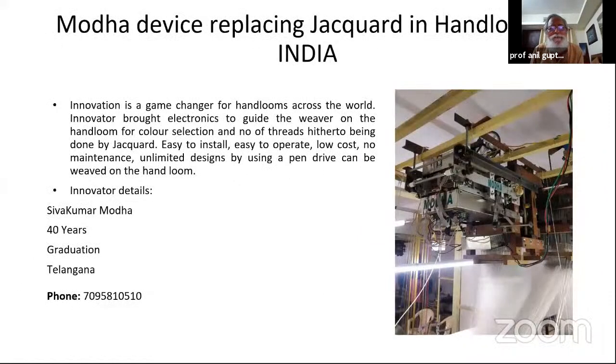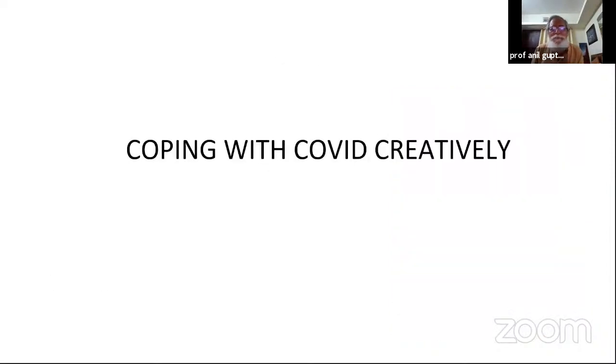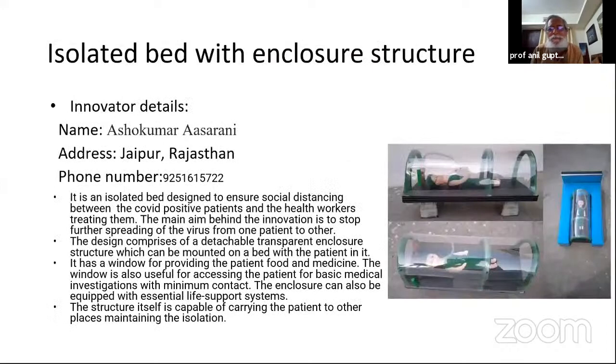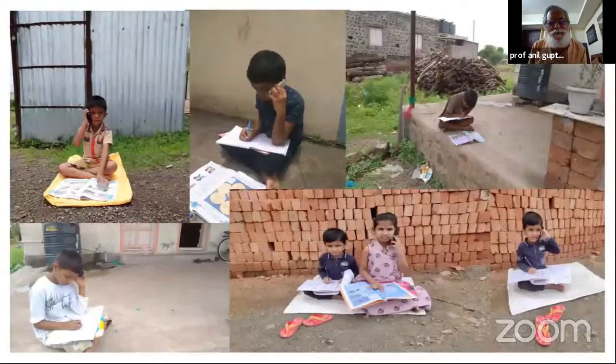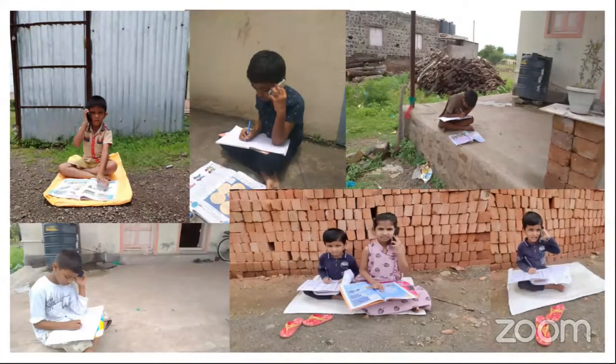This was a device for replacing the jacquard in handloom in Telangana. And then this was very interesting, a containment bed stretcher for the COVID-affected patients. This, I think Chetan mentioned to you, about teaching through conference call. Children who do not have a smartphone, and there are 60% of the parents whose families cannot afford a smartphone, how will they get online education? So Bala Jadhav made a possibility of taking 10 children on a conference call and 4 calls, 40 children, and he could teach online without the smartphone coming in the way. Very simple solution.